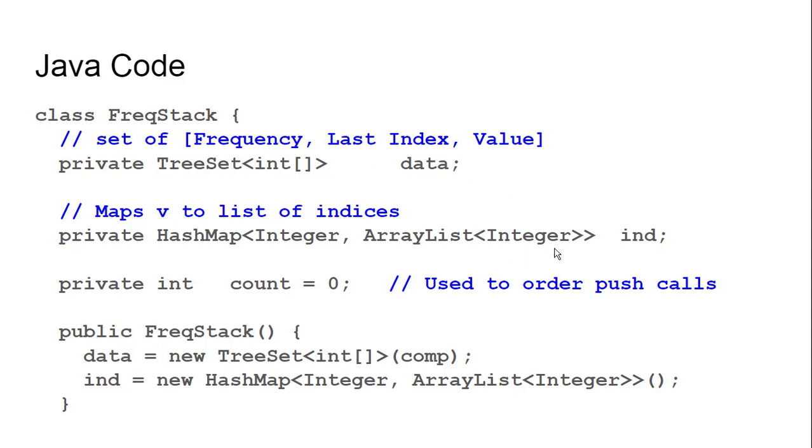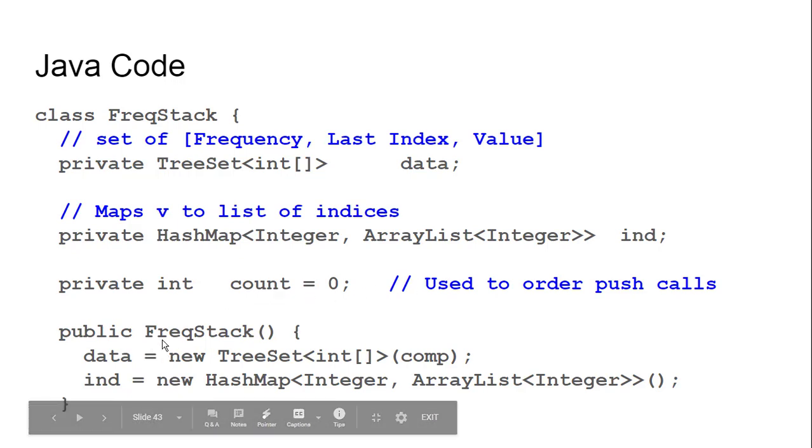So we have two data structures. Data is a tree set of int arrays. Each int array has three elements: the frequency, the last time, and the value. And then there's a hash map which will map each value to a list of indices. Here the index means the timestamps. And we need this, which is our time counter.